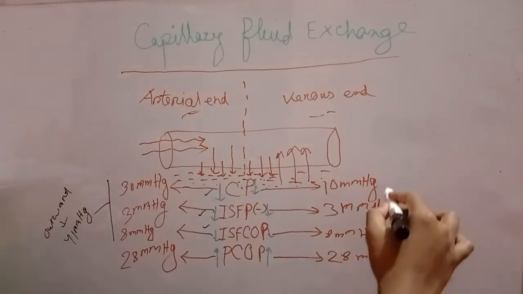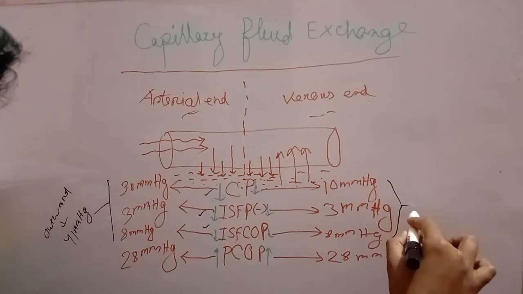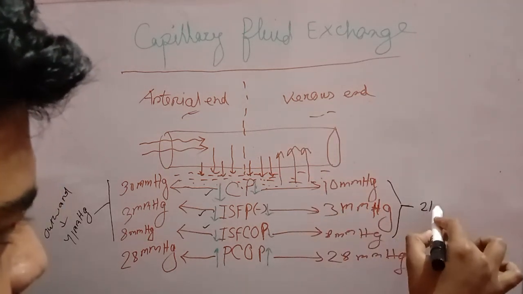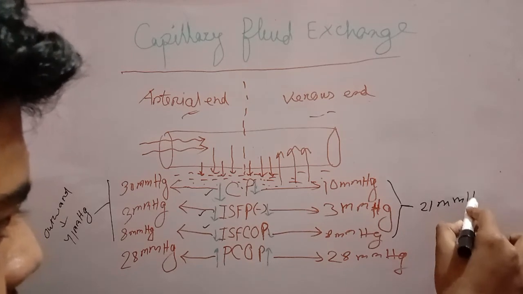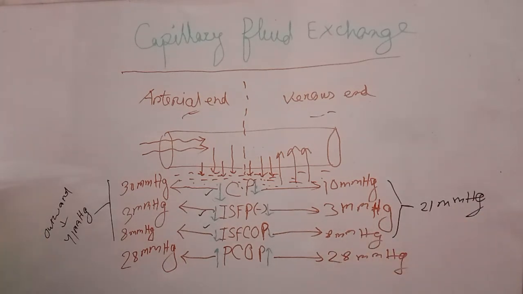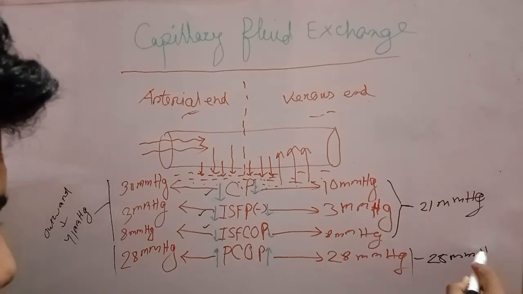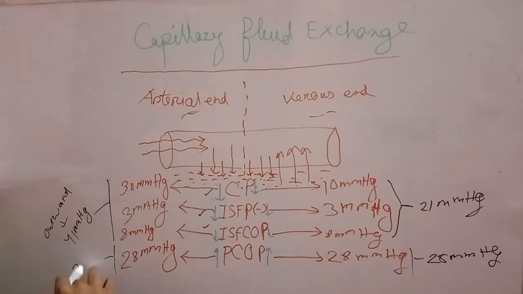Okay, and the outward pressure at the venous end is obviously 10.38, about 21 millimeters of mercury. Okay, and the only inward pressure, which means plasma colloidal osmotic pressure, is 28 on both sides. So you can call this inward pressure, 28 millimeters of mercury.